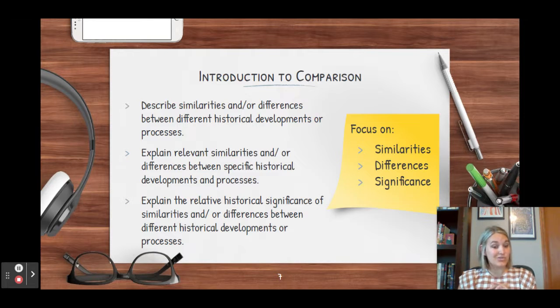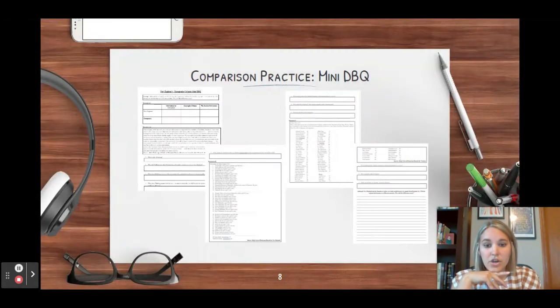Sometimes I even see it connected to causation. So describe a similarity, describe a difference, describe the reason for the difference. So that's kind of like the cause of that difference. So you're going to practice comparison with what I call a mini DBQ or a mini Q.